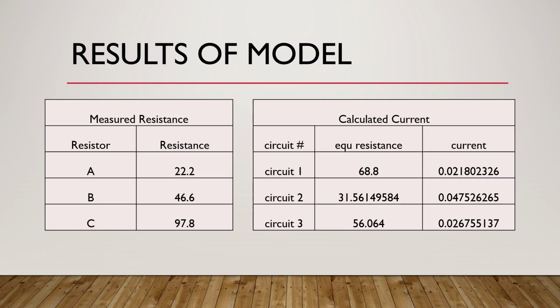So here you see two tables. The one on the left is the table showing the measured resistances of the three resistors that we used for this lab. The table on the right shows the equivalent resistance of the three circuits that we calculated using the resistances, and also the calculated currents, for which we used the equivalent resistance and an assumed voltage of 1.5 volts.